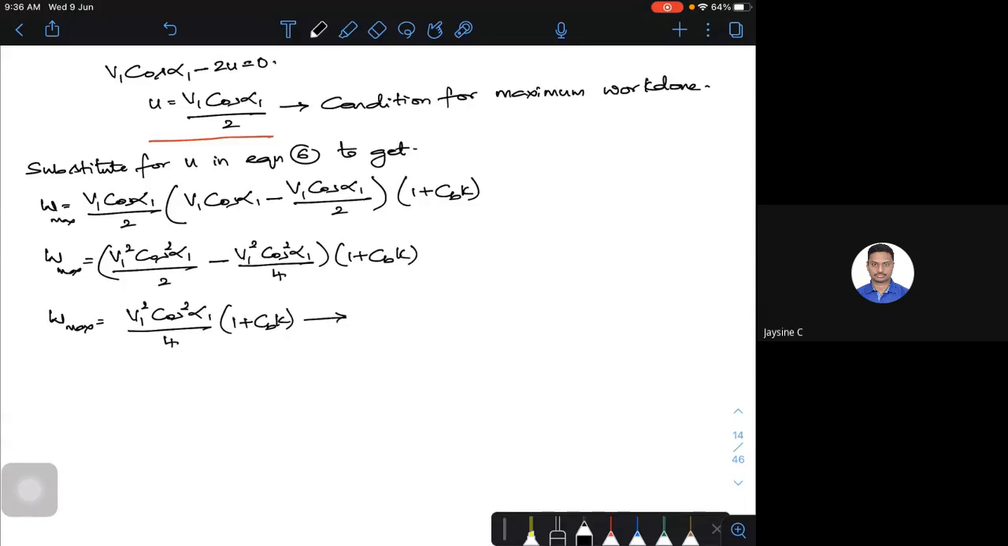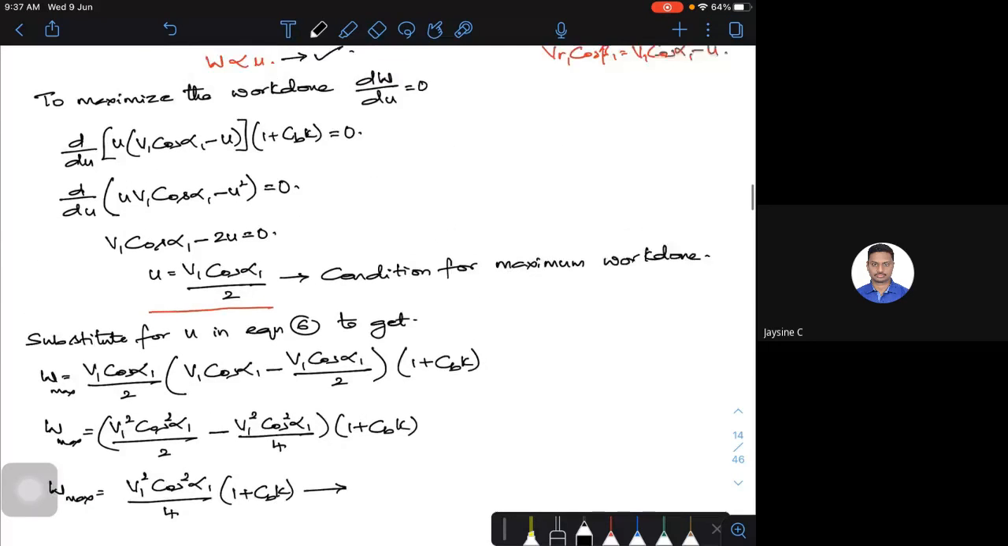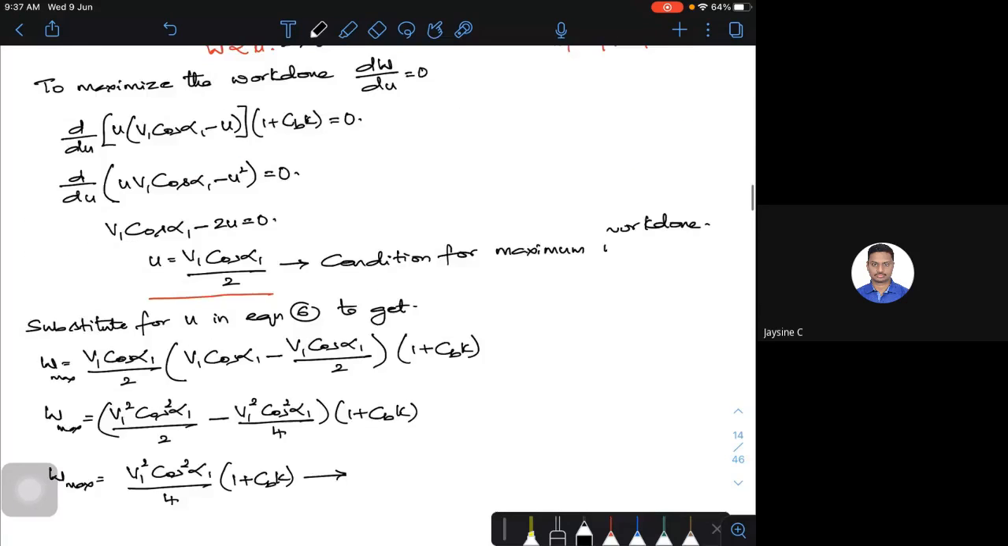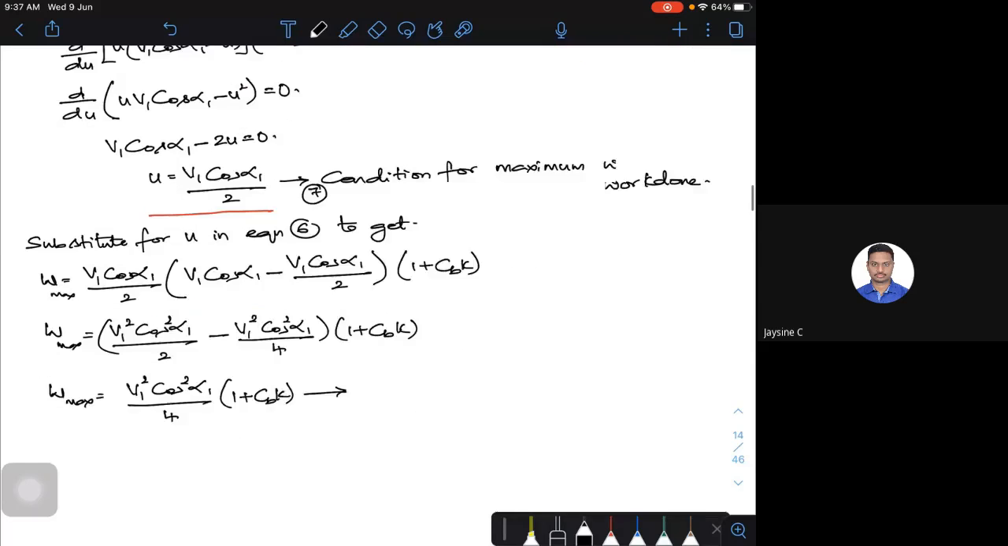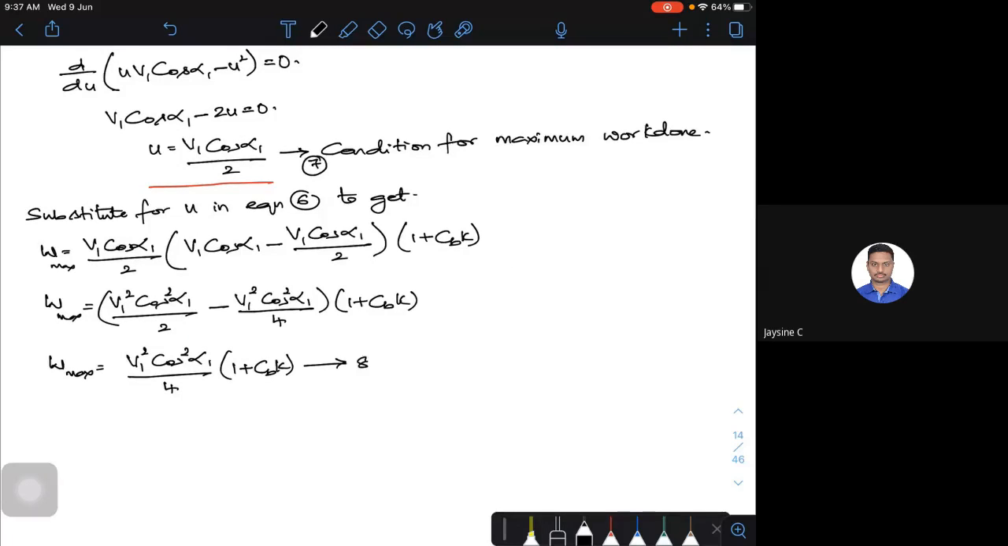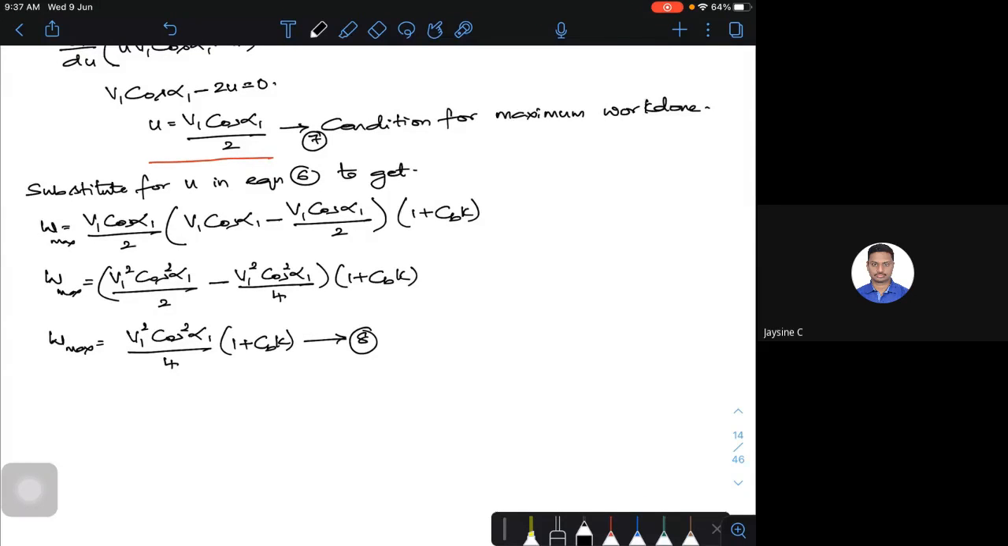So if I call the earlier one equation 7, I can call this equation 8. This is the expression for the maximum work done, the generalized maximum work done expression.